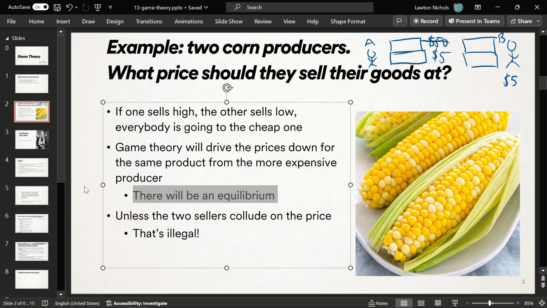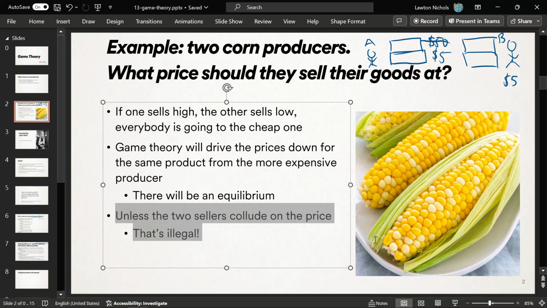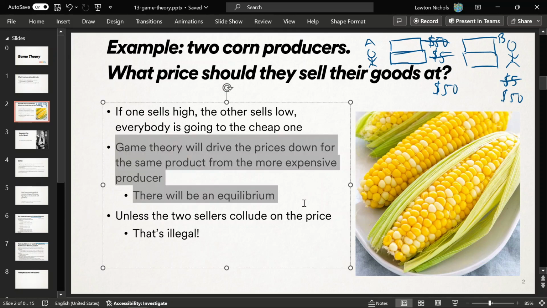So there's going to be an equilibrium. People are going to agree on the price for corn. That is where we're going. All right, that's game theory in a nutshell. Unless you do something illegal, like the two sellers get together and they're like, we're the only two corn producers in Fresno. We're both going to sell our corn for $50. Unless you do that, and there's reasons that's illegal. Unless you do that, then game theory does not apply. Okay. So yeah, that's my first example, and game theory will tell us why this works.